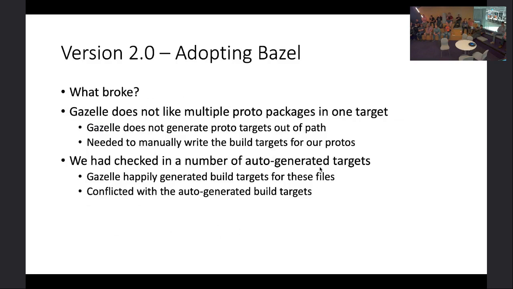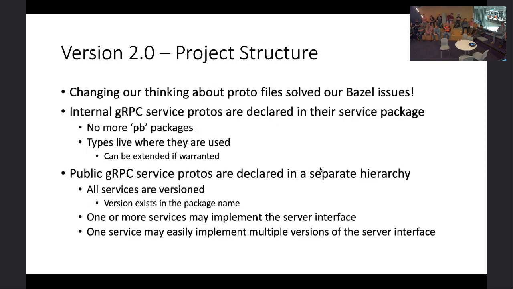We had also checked in a number of our auto-generated targets, which Gazelle happily generated its own build targets for. And of course, we now had duplicate references everywhere. So this all basically came down to how we thought about our proto structure. And by readdressing that, we were able to solve basically all of the issues we had with Bazel, and in particular Gazelle. So we basically decided to change our thinking and split protos into one of two concepts.